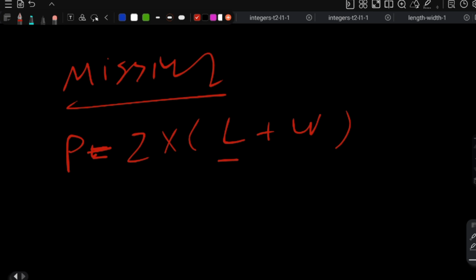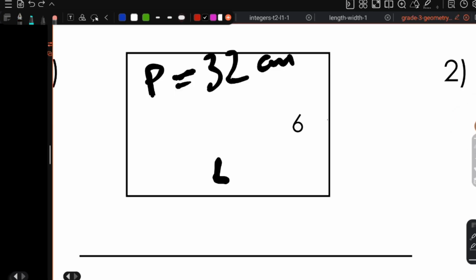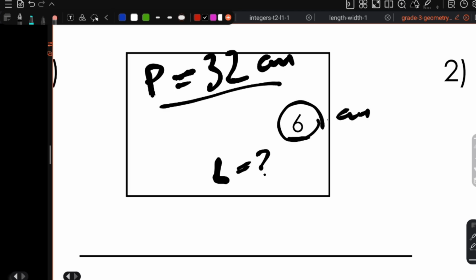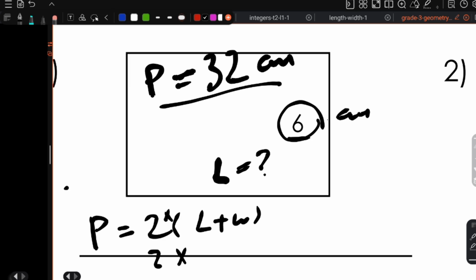Okay, let's go to solve some missing sides about what? About the rectangles. So we have two problems about the missing side in a rectangle. If I have the perimeter here is 32 and the side width will be 6 centimeters, I need the length. Okay, so you remember the rule? P equals 2 times length plus width. Okay, so 2 times what? Give me 32. Yes, exactly 16.